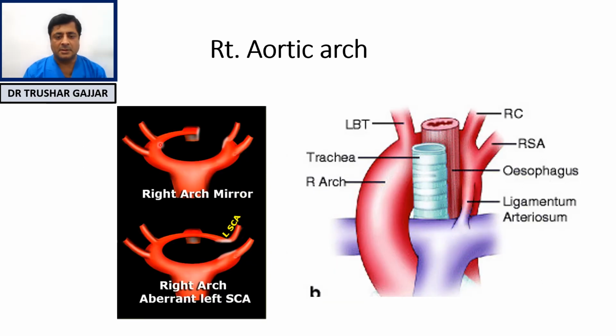So this right aortic arch will be either complete or a part of it disappears between the left common carotid artery and the left seventh intersegmental artery, which leads to the formation of aberrant left subclavian artery, or the anomalous left subclavian artery from the descending aorta.